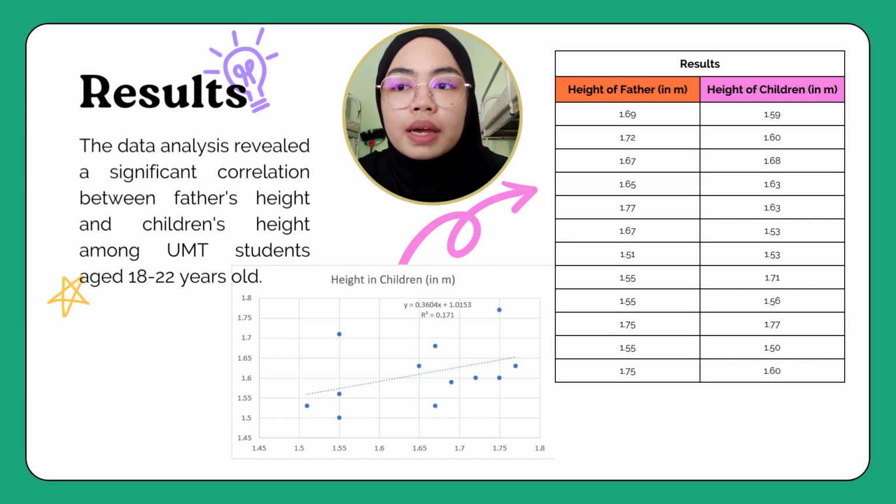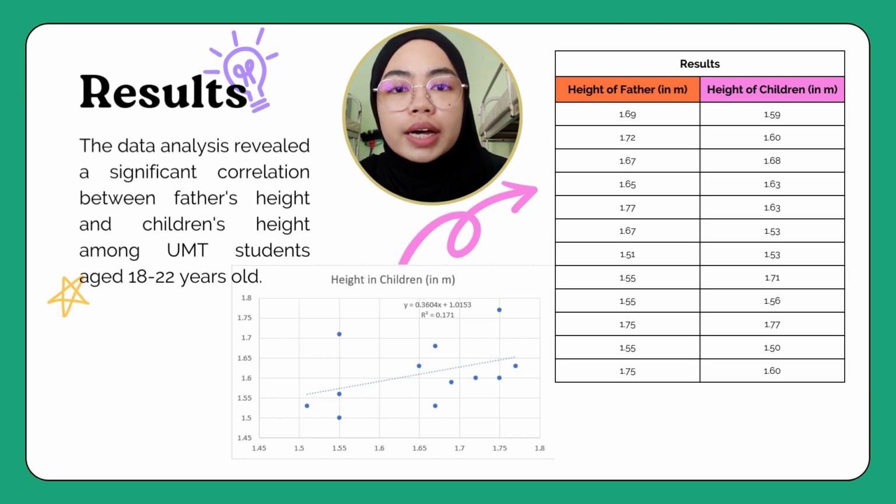From the table, for more than half, the father's height is higher than their children's height, which is rows 1, 2, 4, 5, 6, 11, and 12. Meanwhile, for rows 3, 7, 8, 9, 10, the height of the children is higher than the height of the father. From the graph below, you can see it is a scatter plot graph plotted using the data from the table that we got from the Google Form.